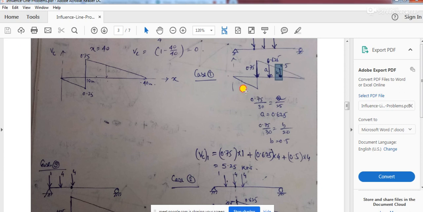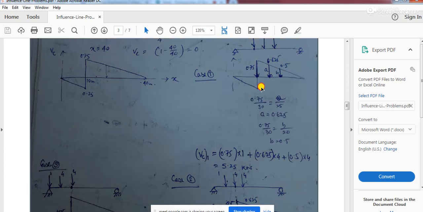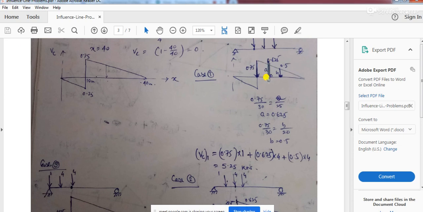Step by step I have shown you here: take this ordinate as A and this ordinate as B. From similar triangles, you can find 0.75 divided by this length. From here to here the length is 30 meter, and for A, from here to here it is 5 meter, the distance between these two loads. So the remaining distance will be 25. This way you can find the ordinate of A. Similarly, you can find the ordinate of B.